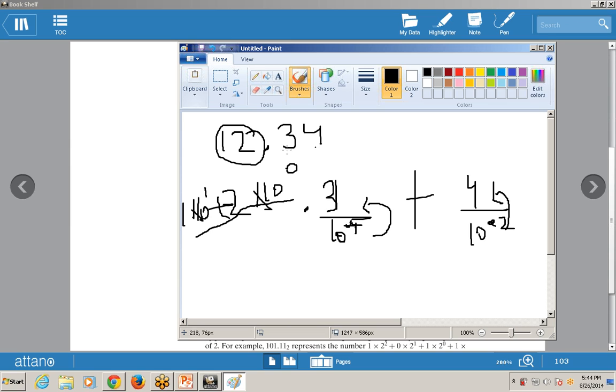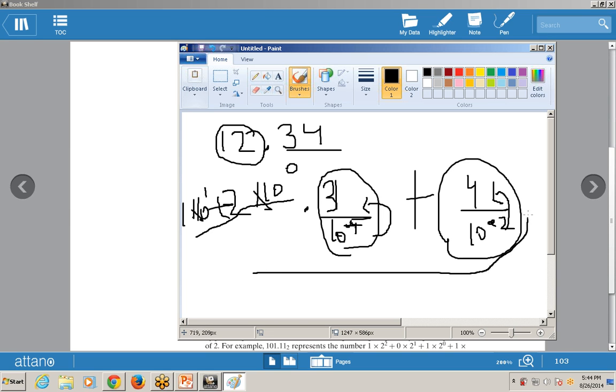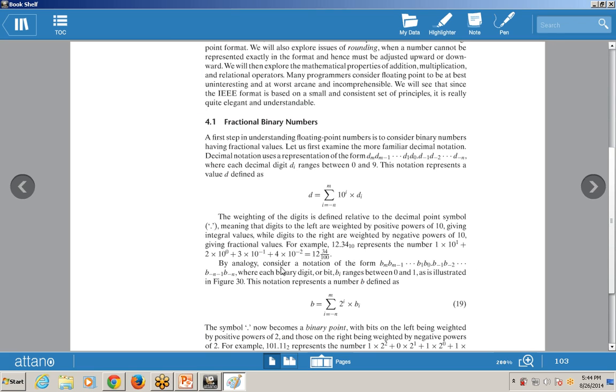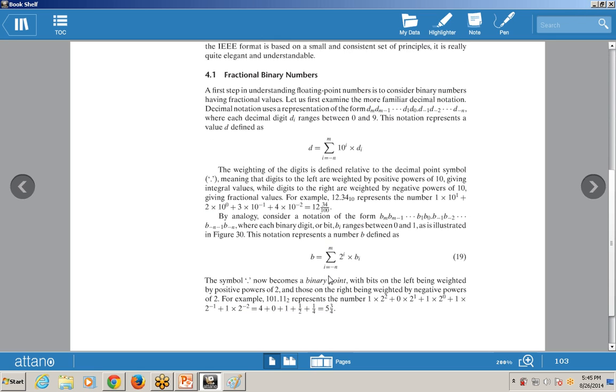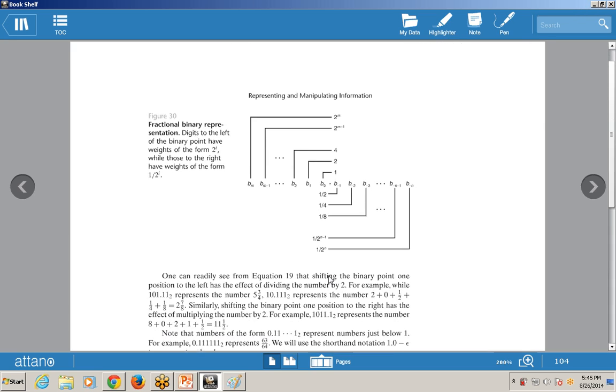But if I have to represent 0.34, the procedure is different. Use 3 upon 10 power 1 and 4 upon 10 power 2. This is how we can represent the number. This is the same example, 12.34: 10 power 0 into digit, 10 power 1 into digit, plus 3 into 10 power minus 1, plus 4 into 10 power minus 2. This is represented by 1234 by 100. This is how we can represent fraction numbers.